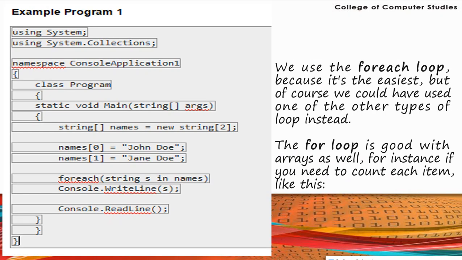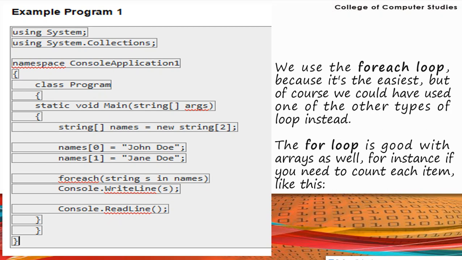Here's another program wherein it involves an array of strings. So here we have a length of 2. We have initial values, John Doe and Jane Doe. And then our foreach loop, here's the syntax. For each string s in names, we simply display the content of your array. So it will output John Doe and Jane Doe.